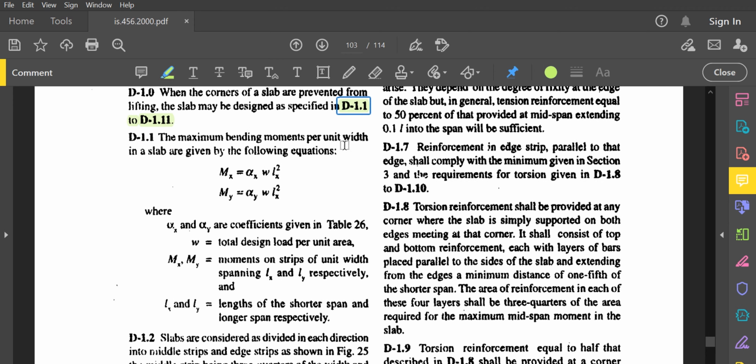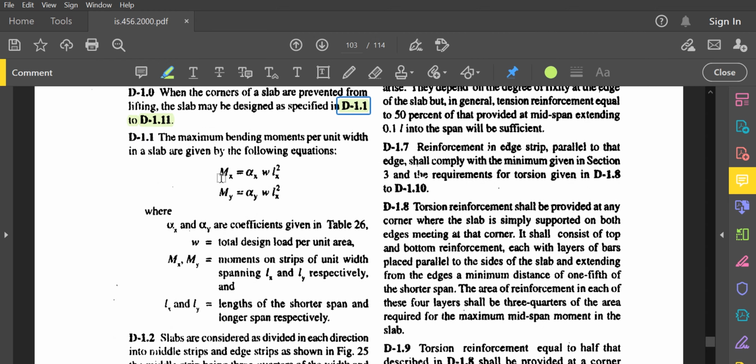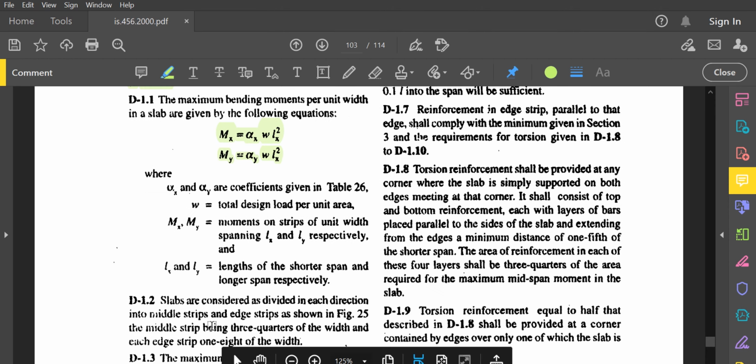The maximum bending moment, I am telling about restrained slabs, that is, the corners are prevented from lifting. The maximum bending moment per unit width in a slab is given by the following equation: Mx is equal to alpha x into Lx square, and My is equal to alpha y into Lx square. Even if we are taking My, we are taking the square of the shorter span. Please take care of that. We are not using Ly here, where alpha x and alpha y are the coefficients given in Table number 26. W is the design load per unit area, and Mx and My are the moments on the strip per unit width spanning along Lx and Ly respectively, and Lx and Ly are the length of the shorter span and longer span.